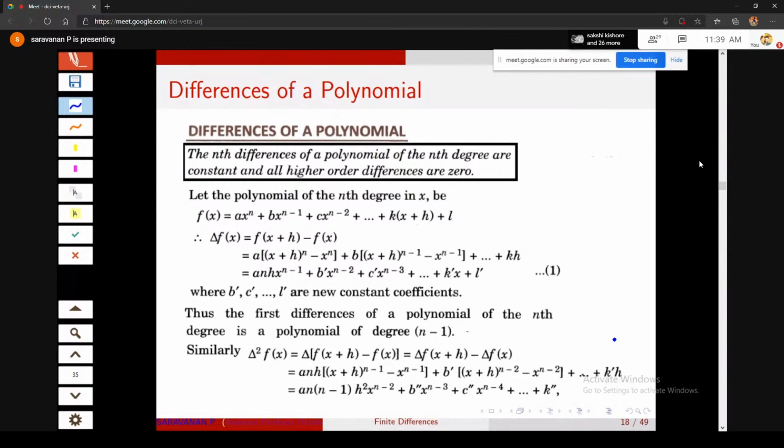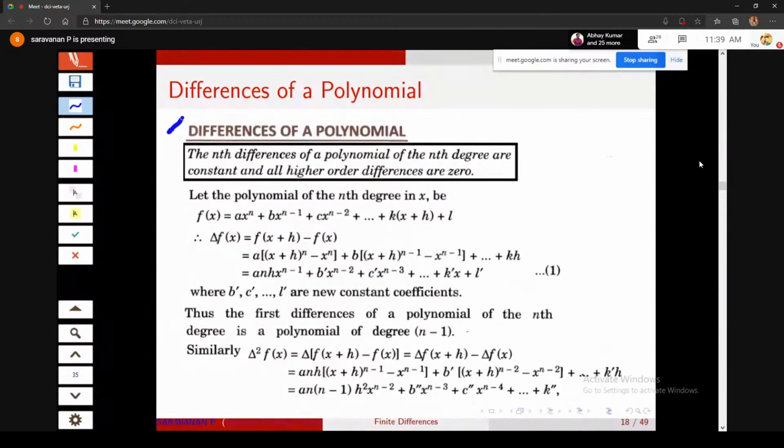Actually, this result I have used in the second unit while computing the particular integral if the right hand side is a polynomial. Okay. And I told you that time that I will prove that in the third unit. So now I am proving this. Differences of a polynomial. Right. So you take a polynomial of degree n.